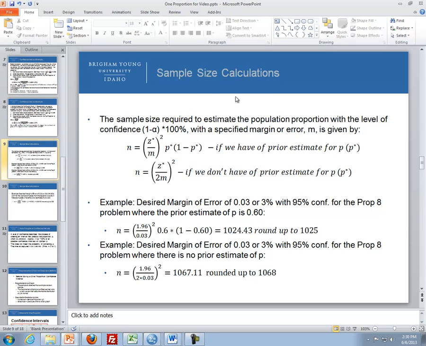Sample size calculation. The sample size required to estimate the population proportion with a level of confidence, 1 minus alpha times 100%, with a specified margin of error m, is given by this formula: n, our sample size, is equal to z star divided by m, squared. z star is our critical value, m is our specified margin of error, times p star times 1 minus p star. This is another definition you need to know. This is if we have what's called a prior estimate of p. That's what p star is, a prior estimate of p.